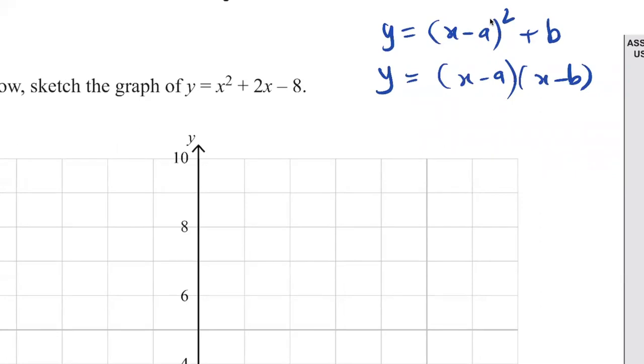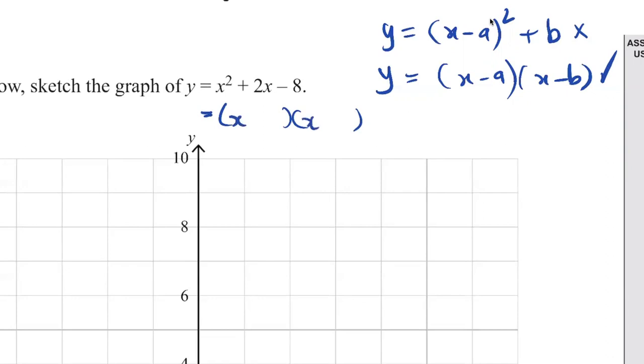Now, because this equation factorizes reasonably easily, we're going to use this option and not that one. We could use the first one, but that's more work. So we want to do it in the most efficient way possible. So let's go ahead and factorize this.